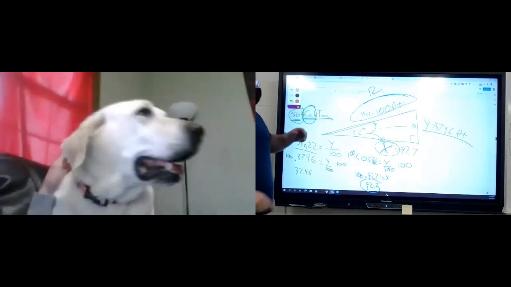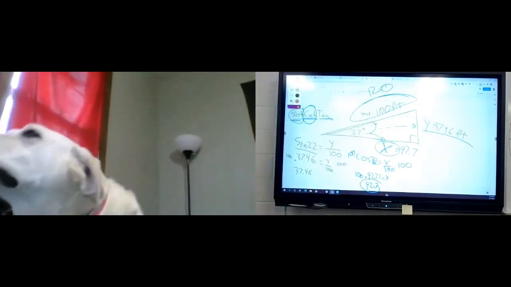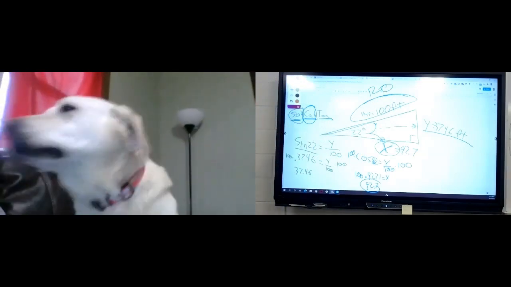Now, why did I choose 100? Well, because 37% turned into 37 feet, correct? If this were only 12 feet, it would be 37% of 12. If this were 120 feet, it would be 37% of 120. Get the idea? That's how percentages work. You can change it.